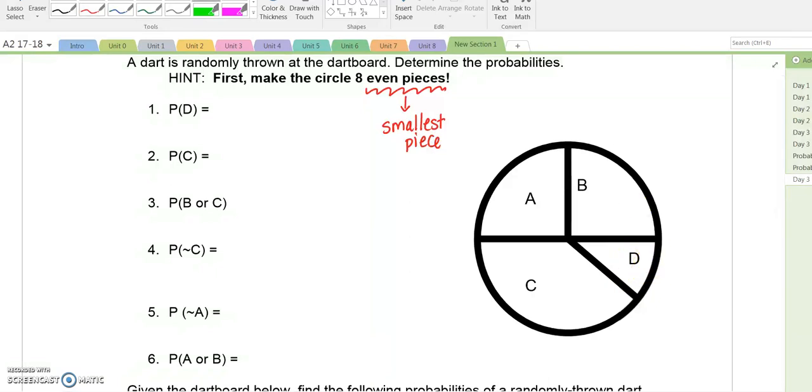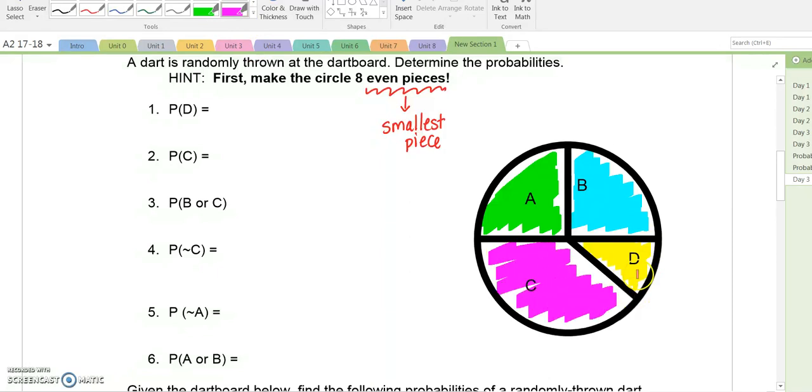One thing that's going to help you before you break it up is if you give yourself an idea as to which region each letter represents. So I'm going to do that by coloring them in. I'm going to color region A green, region B blue, region D yellow, and C will be purple.